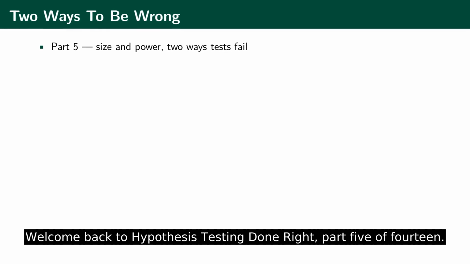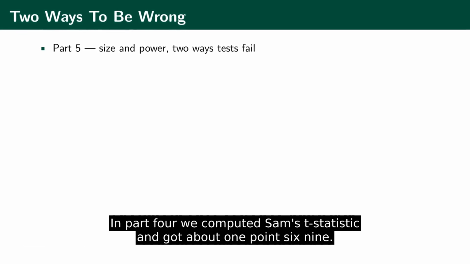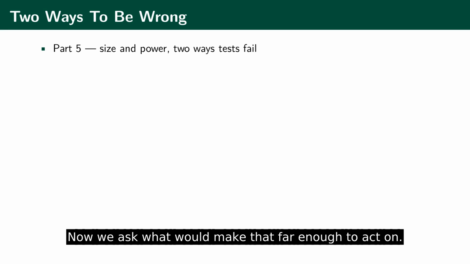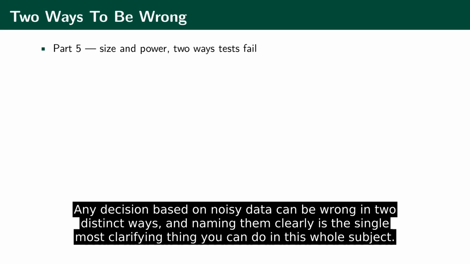Welcome back to Hypothesis Testing Done Right, Part 5 of 14. In Part 4, we computed Sam's t-statistic and got about 1.69. Now we ask, what would make that far enough to act on?